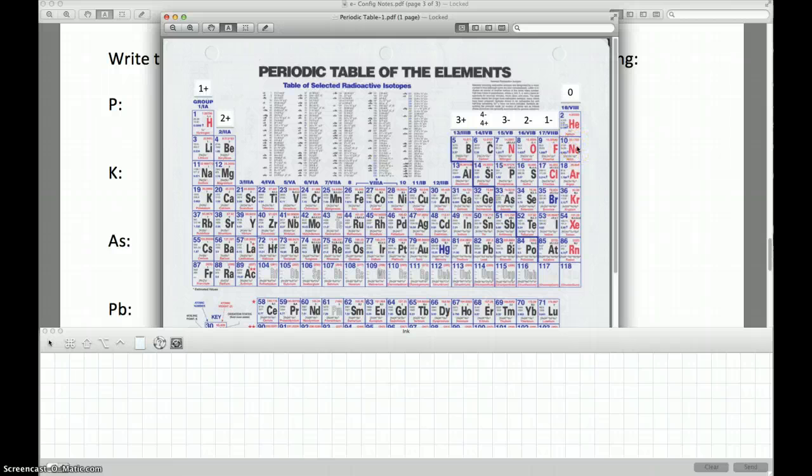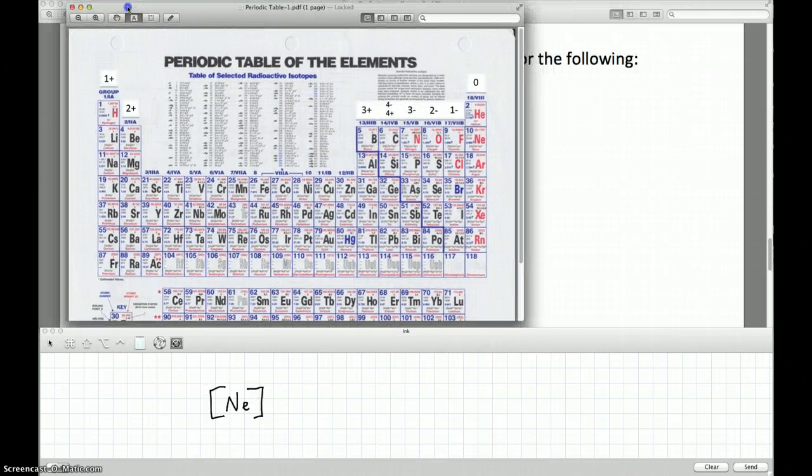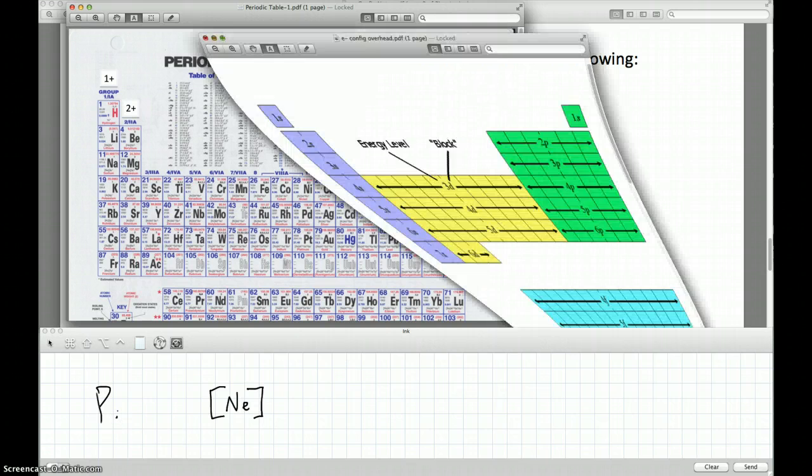And the way I show that is I put it in brackets. Now notice these are square brackets, they're not parentheses, so there's a difference here. They've got to be brackets. And then what I do is I might bring up both things here. Again, the example we're doing is phosphorus. I'm going to bring up the other map.